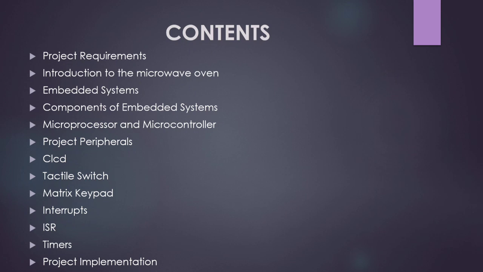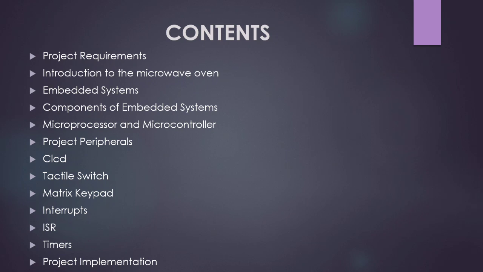Microprocessor and microcontroller. A microprocessor is a processor where the memory and input-output components are connected externally. A microcontroller is a controlling device where the memory and input-output components are present internally. The circuit of a microcontroller is complex when compared to the microprocessor.